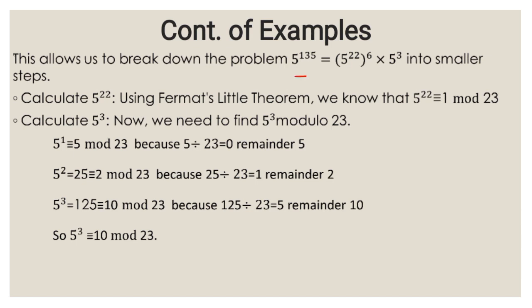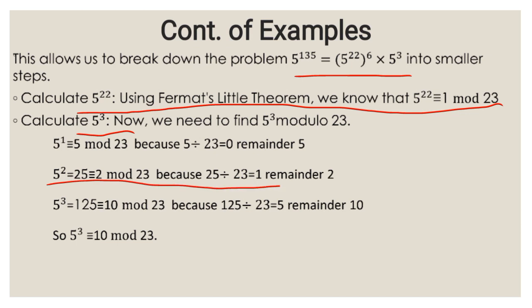So it breaks it down nicely. We have calculated 5 raised to the power 22. We know it's 1 modulo 23. We need to find 5 raised to the power 3. Like I said before, you might not need to worry yourself about doing it all one by one. You just go straight here.